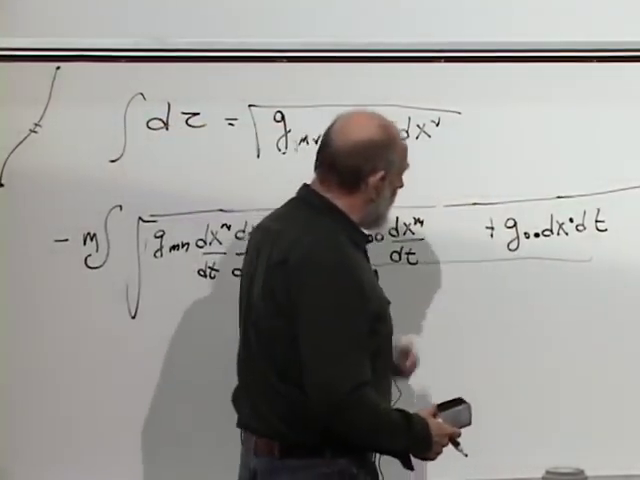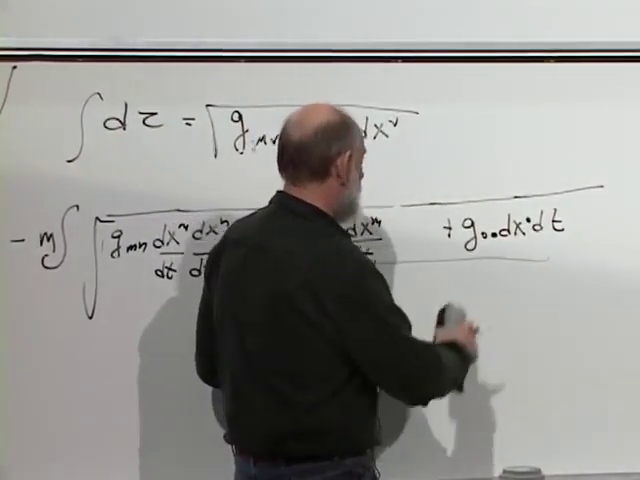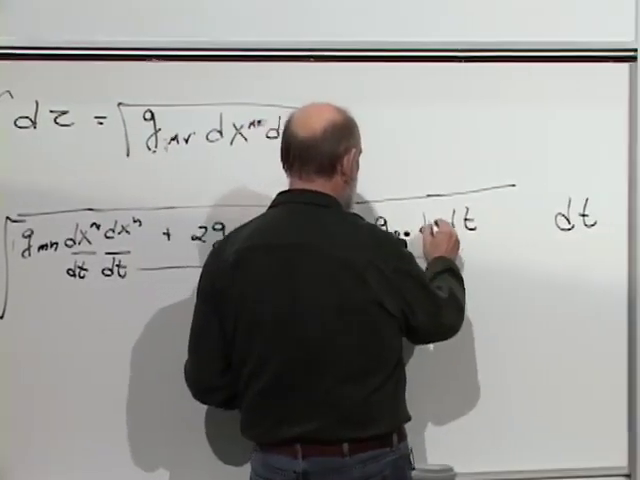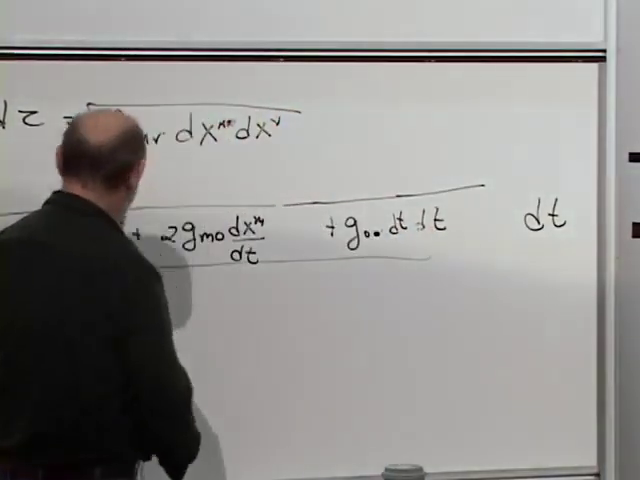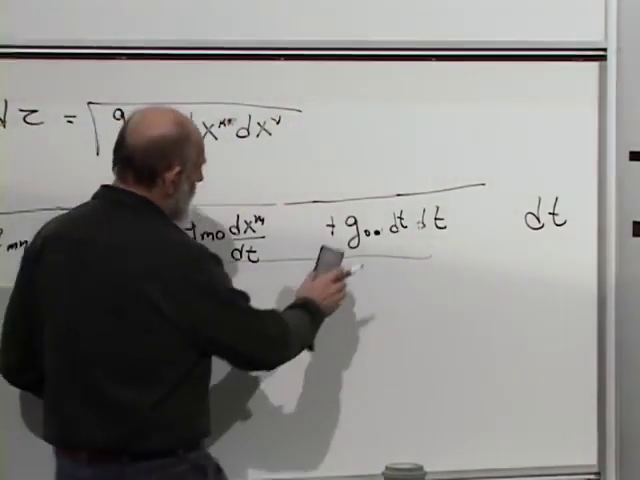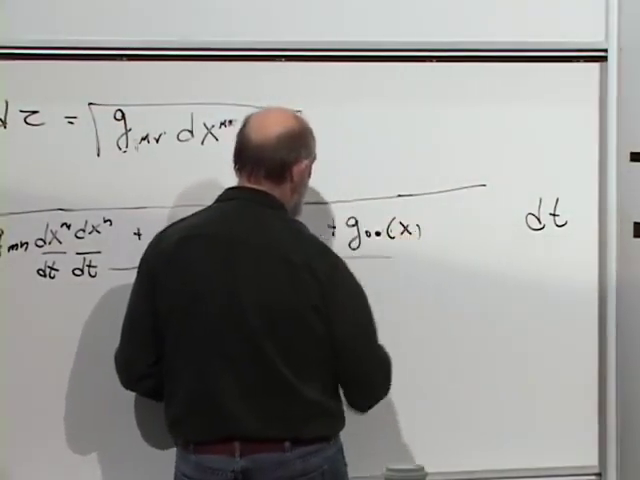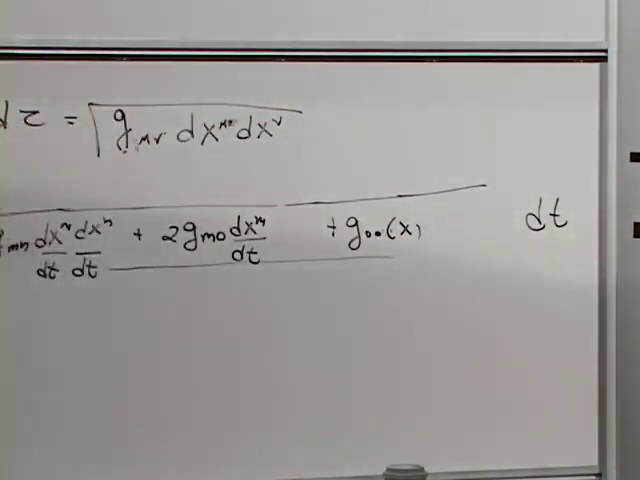And what about this here? What did I do here? Yeah, I forgot to call this dt squared. But I'm dividing it by dt squared, so this goes away. Well, now I have something that really looks like a Lagrangian.